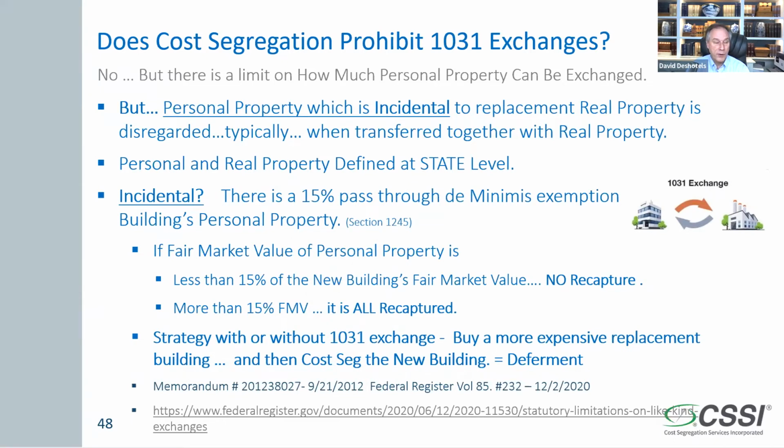So don't be afraid to look at 1031 exchange opportunities. Plan ahead. Prices are coming down, but sometimes with the inflation and with the rates of what it costs to borrow money, sometimes those deals don't work. So be sure that you have something.